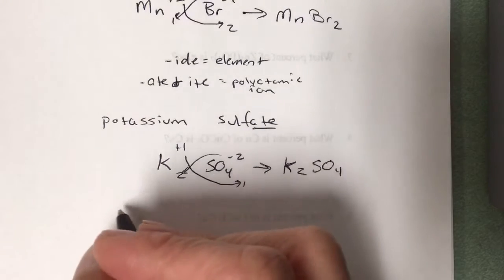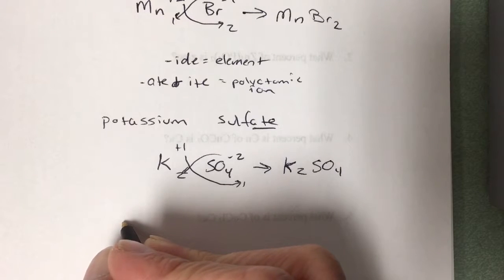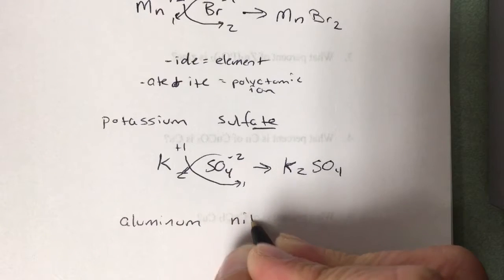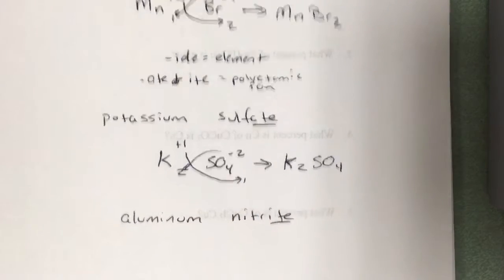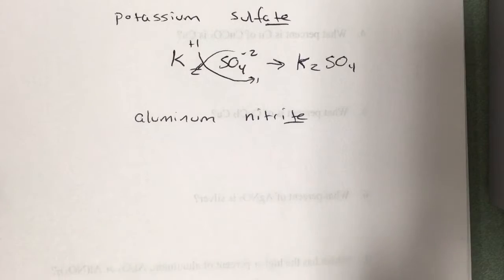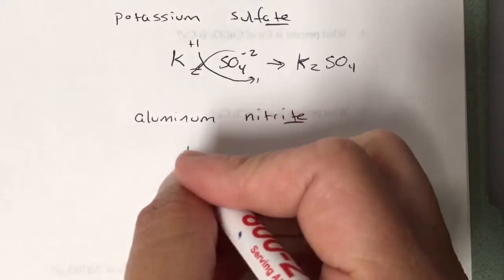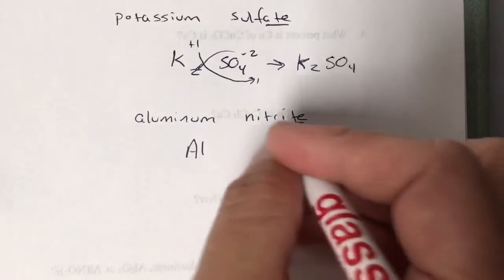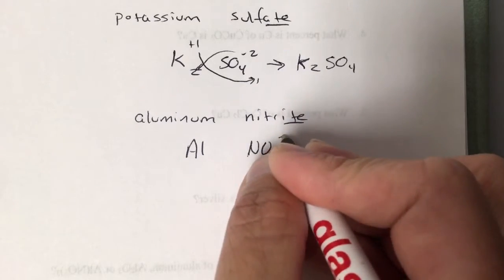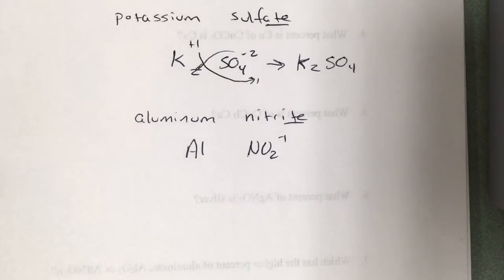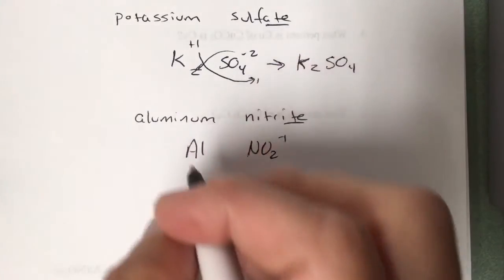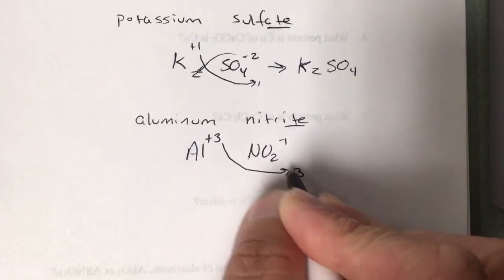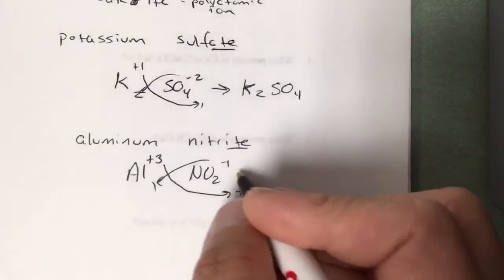Let's do one where we need parentheses. Let's do aluminum nitrite. And again, the ITE ending tells me that the second half of this is a polyatomic ion. Aluminum is just Al, straight off the periodic table. Nitrite is NO2. It has a -1 charge. It's one of the ones that you have to know. Aluminum's in group 13. Group 13 is a +3. So we're bringing a 3 over here. We're bringing a 1 over there.